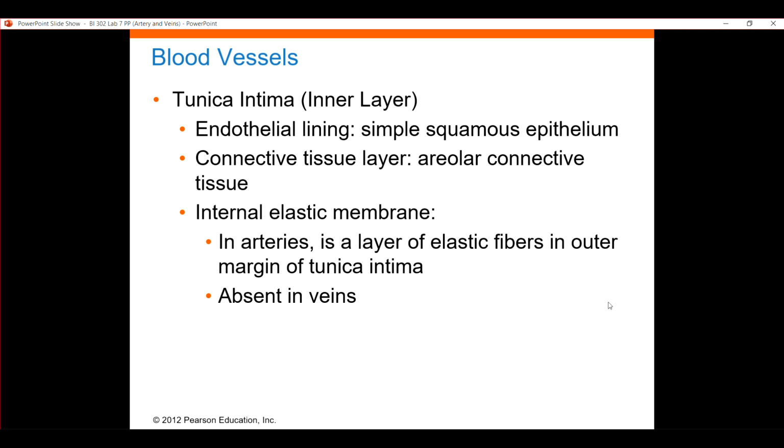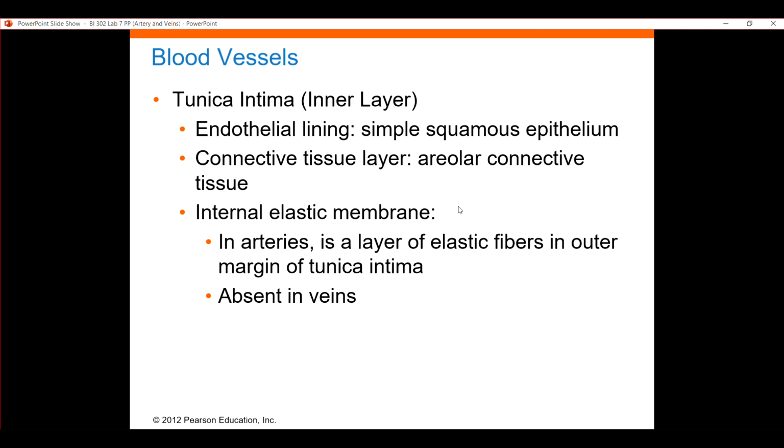Just outside the simple squamous epithelium, we're going to have a thin layer of connective tissue. This is actually areolar connective tissue. And just so you know, guys, as you go on in your studies, regardless of what system you look at, whenever there's epithelium, just underneath or just outside the epithelium, you're going to have areolar connective tissue. These two things, epithelium and areolar connective tissue, always go hand in hand. Just keep that in the back of your mind.